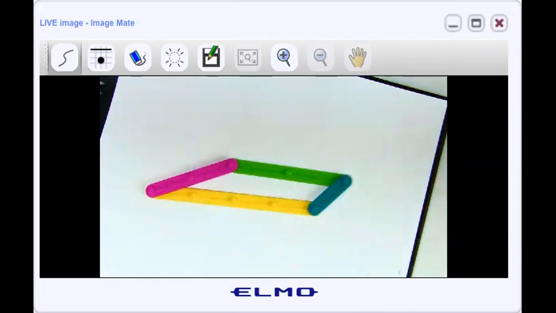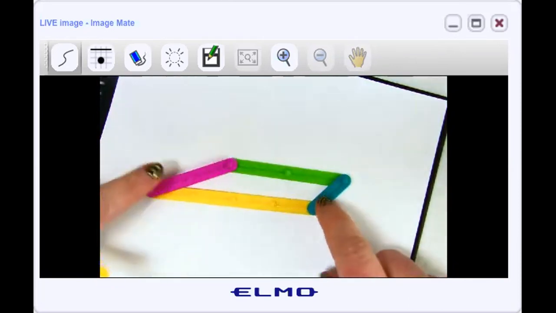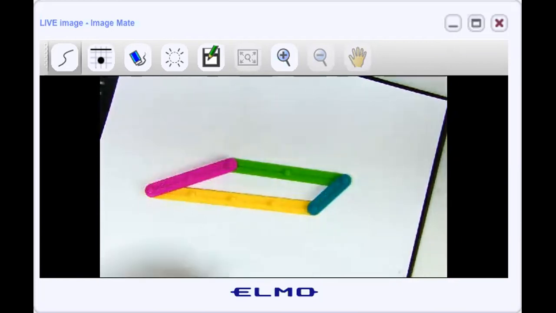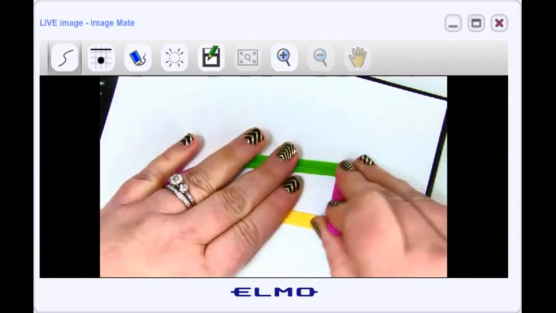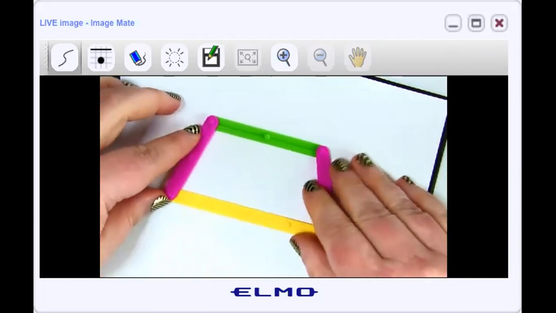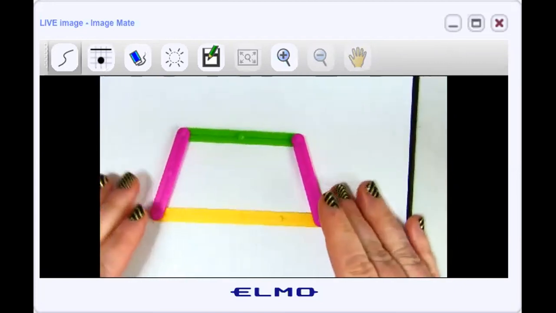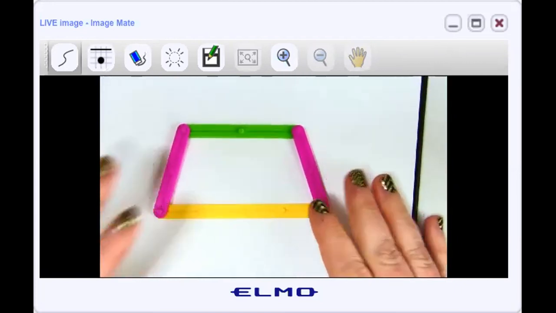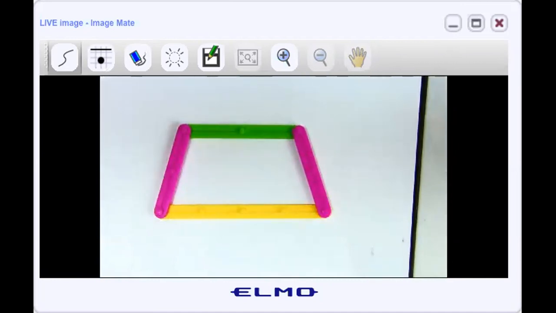Okay? If the two sides that were not parallel just so happen to be the same length, so if I replace that dark blue one with another pink, now I have created, there it is, my isosceles trapezoid. One pair of parallel sides, and then the other sides are equal in length.